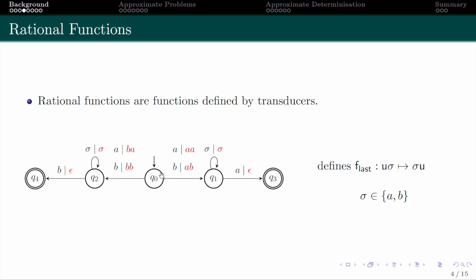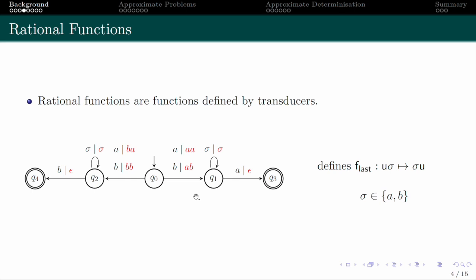You start from an initial state. At this point, you don't know what the last letter is going to be, so you make a guess. You go right, assuming that the last letter is going to be A, and output A at the front. You accept this path only if the last letter is A. Similarly, you go left, assuming that the last letter is B, and output accordingly. You can see that this transducer is not deterministic in the input, even though it defines a function.